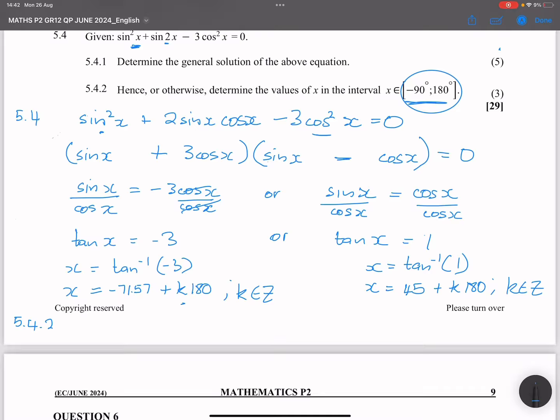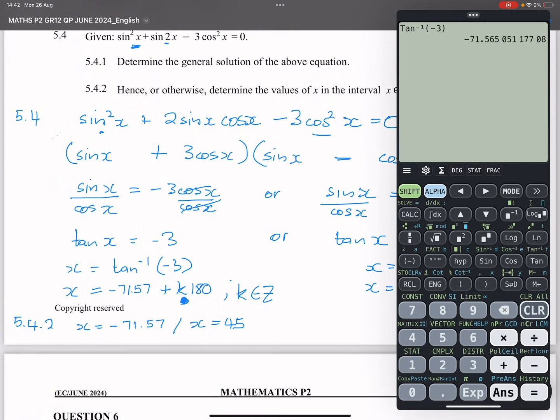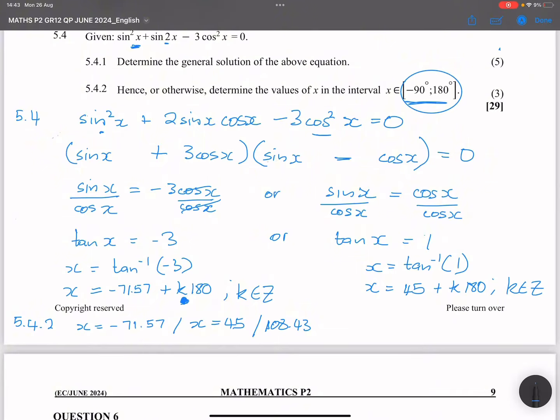So firstly, if k is 0, then x is minus 71.57, as well as for this one, when k is 0, x is 45. And both those angles are actually between negative 90 and 180. Now, if I take k equal to 1, for this one that would be 180 minus 71.57, which gives us 108.43, and that is a valid answer as well. And if I make k equal to 1 there, that's 180 plus 45, which is 225.